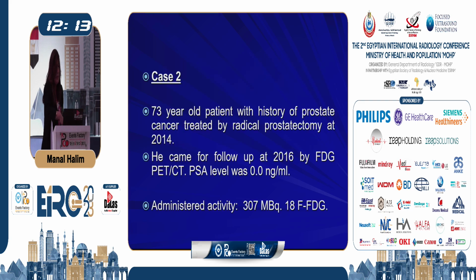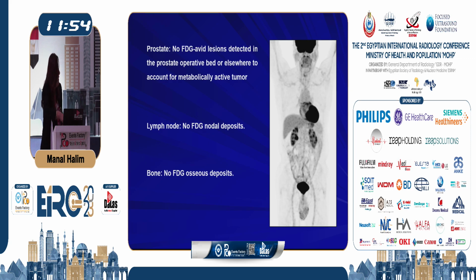Another case, this is a 73-year-old patient with history of prostate cancer treated by radical prostatectomy in 2014. He came for follow-up in 2016 by fluorodeoxyglucose. The PSA at this level was 0 nanogram per milliliter, and he was injected with fluorodeoxyglucose, and his first PET scan revealed nothing. Nothing in the prostate, the local area, nothing in the nodes, nothing in the bones.